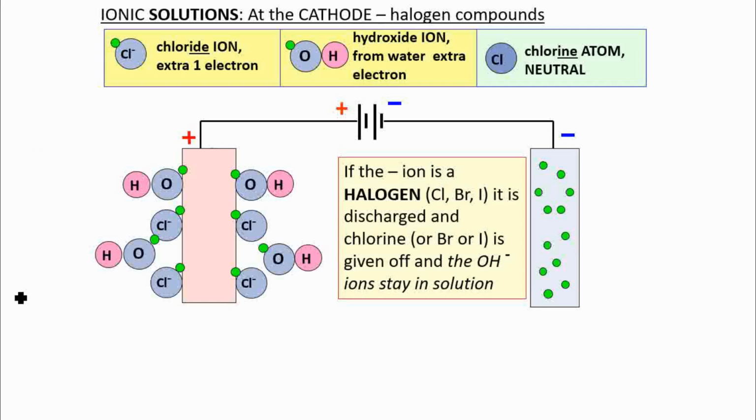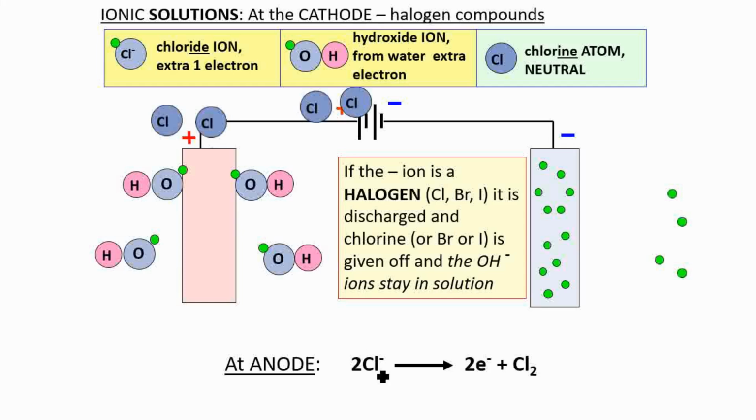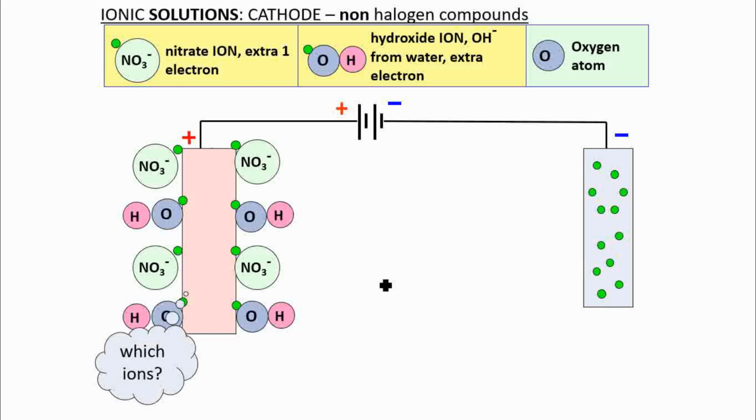Which therefore means that the half equation at this side is going to look like this. All right, your chloride ion is going to form chlorine and your 2 electrons there. Okay, it's just the rule. So to summarize the rule, if it is that you don't have a halogen, it is going to be the hydroxide.